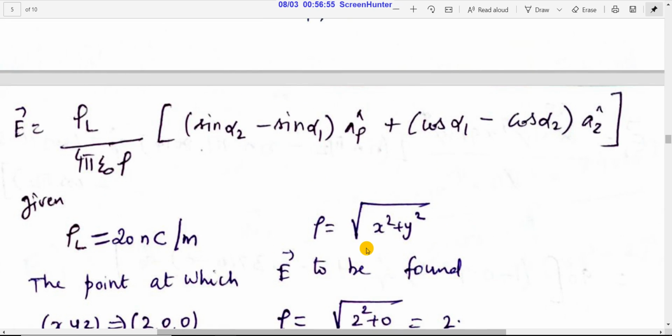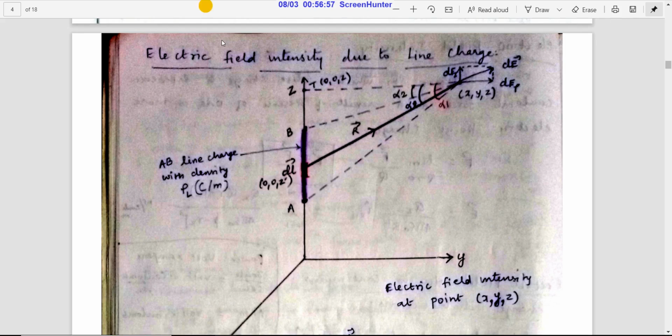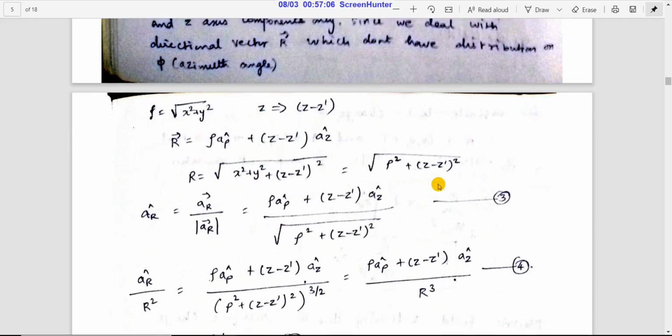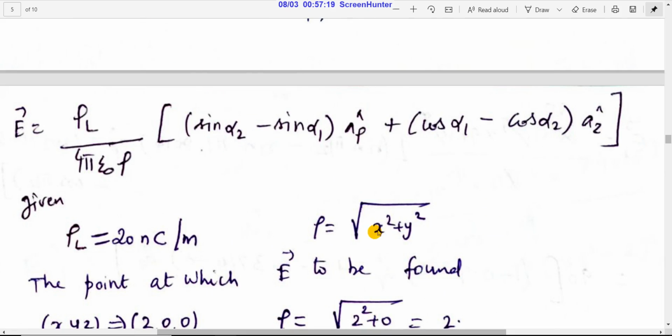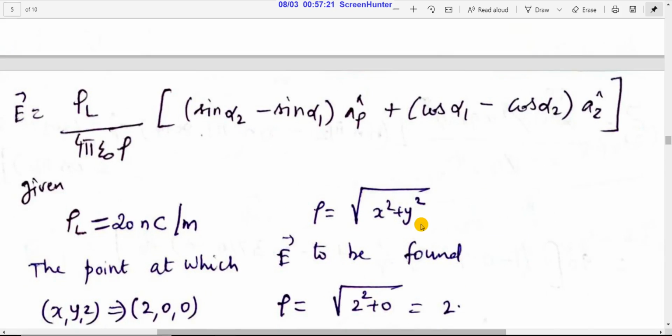Because rho is the point where this particular P point is x, y, z. So you have to find out what is root of x square plus y square, that is rho. We have defined this parameter in the derivation itself, so we are going to take that particular point only. So rho is equal to root of x square plus y square.